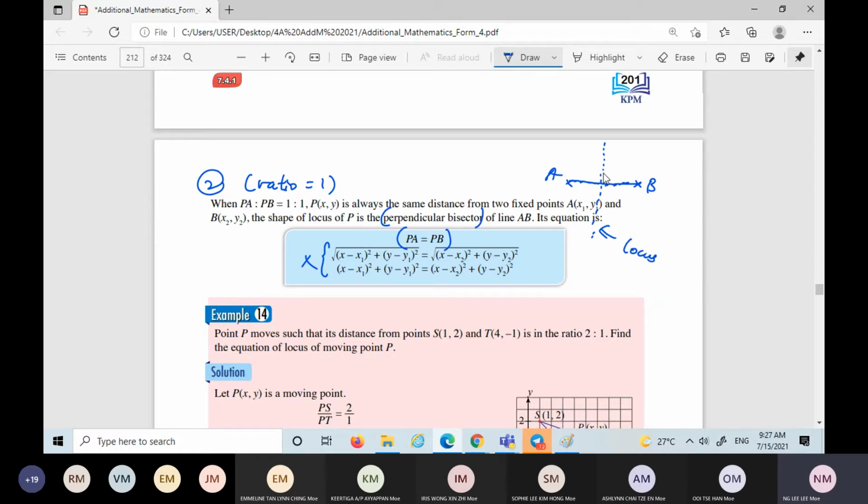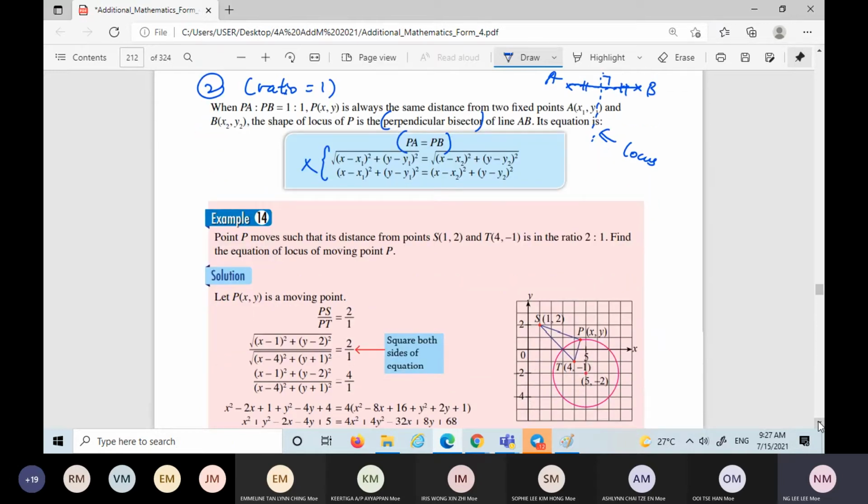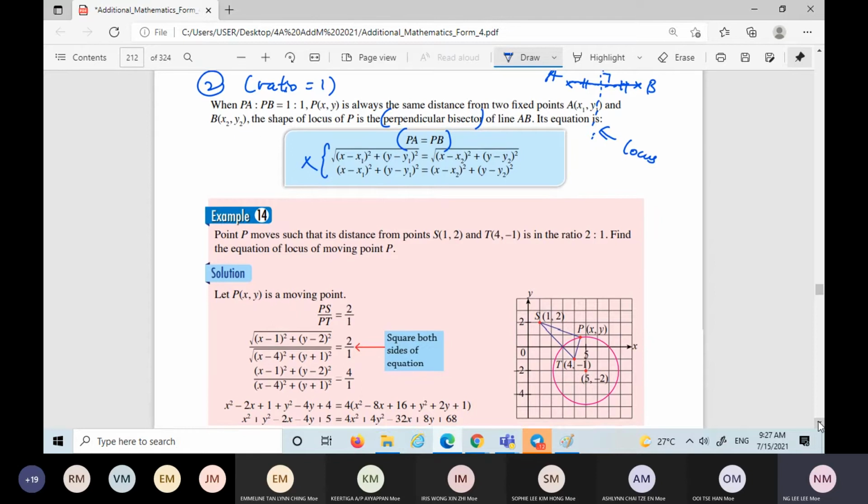Perpendicular means make 90 degrees with the line AB. Bisector means it cuts AB into 2 equal parts. So this is the meaning of perpendicular bisector. So for the B, remember there are two scenarios: one, the ratio is not 1; the other, the ratio is 1. So now we look at the example.